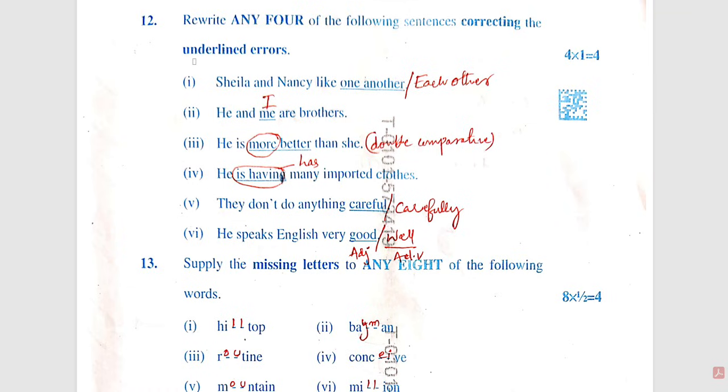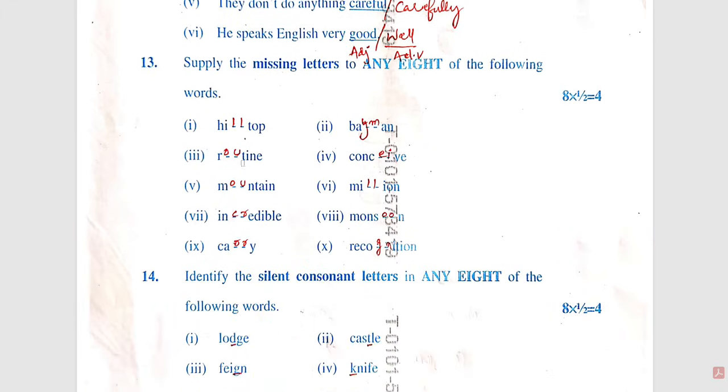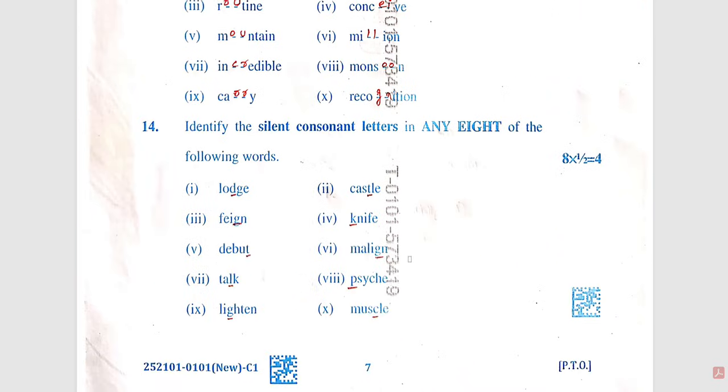And the 12th one, correcting the underlined errors. He'll be giving 6, then we need to attempt only 4. We'll be getting 4 marks. Missing letters, one of the easiest parts here, we'll be getting 4 marks. He'll be giving 10, then we need to answer only 8, and we'll be getting half mark for each one. We'll be getting 4 marks. And the 14th one, silent consonant letters, but pronounce and see which syllable or which letter is silent.